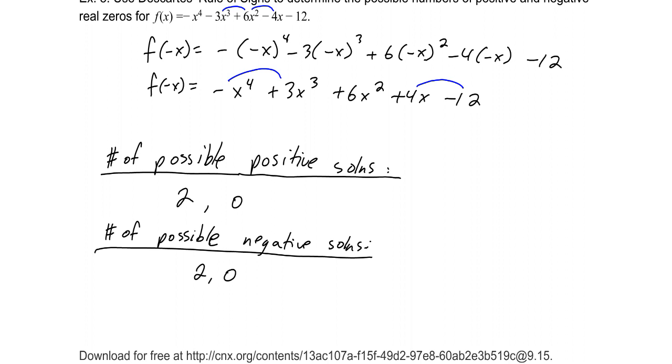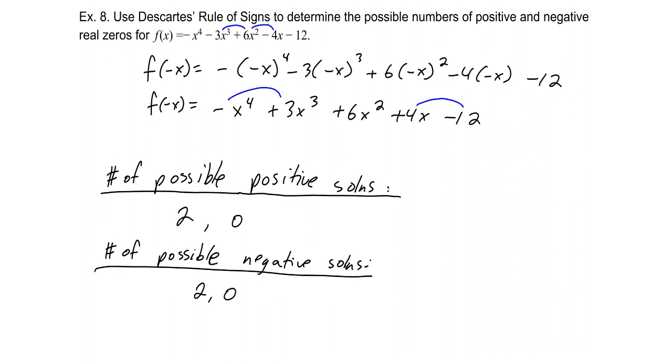Now, an interesting fact here is that it is an x to the 4th, so there have to be 4 solutions. Some of them may be complex. So we could have something like 2 positives, 2 negatives, and no complex. We could have no positive, 2 negative, and 2 complex. So whatever's left over is going to be complex, but a combination of 0 and 2 for the positive and negative.